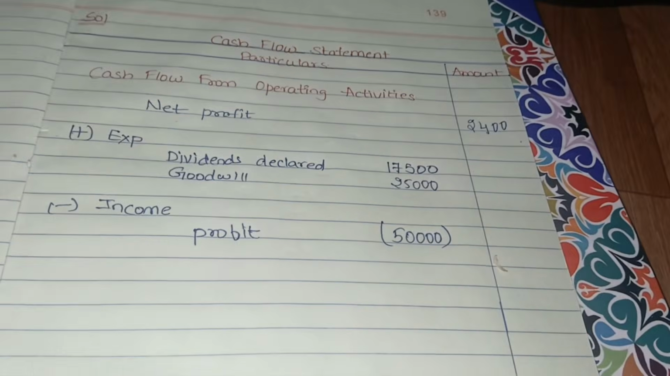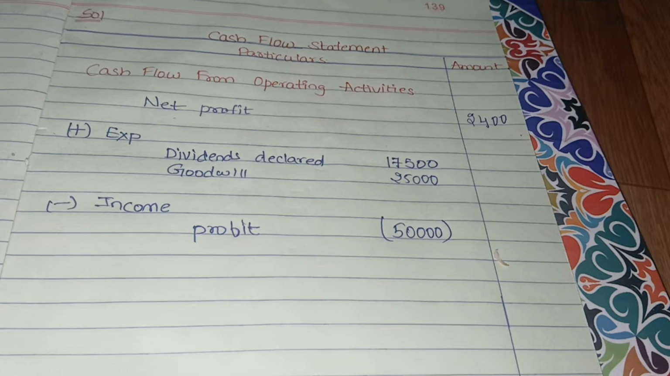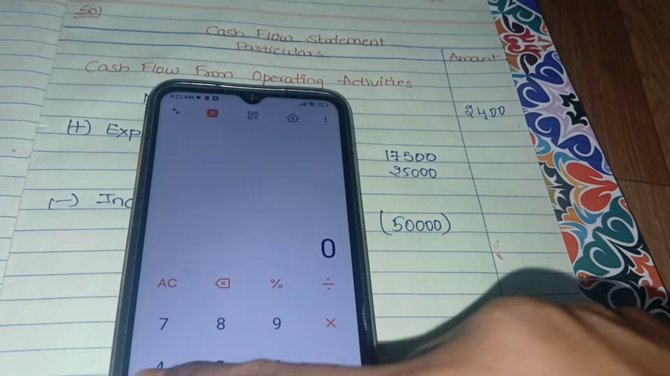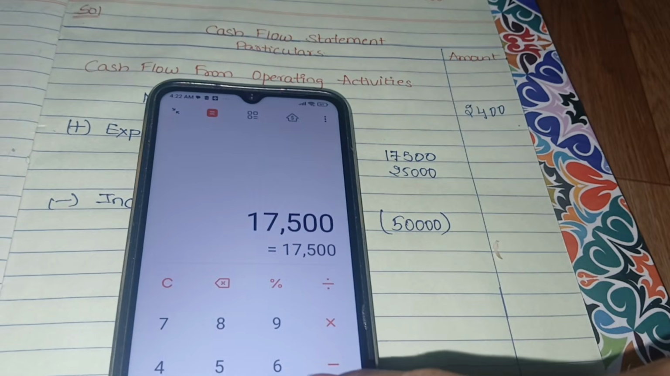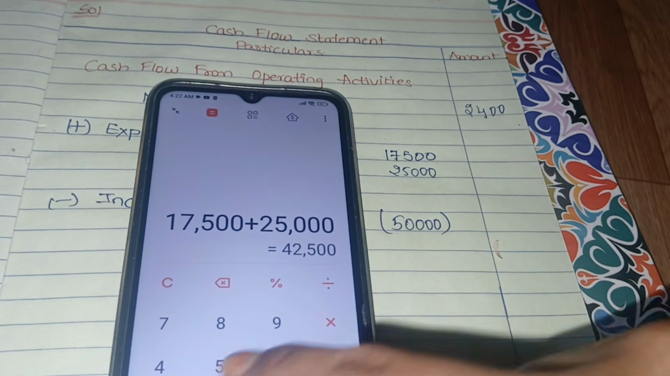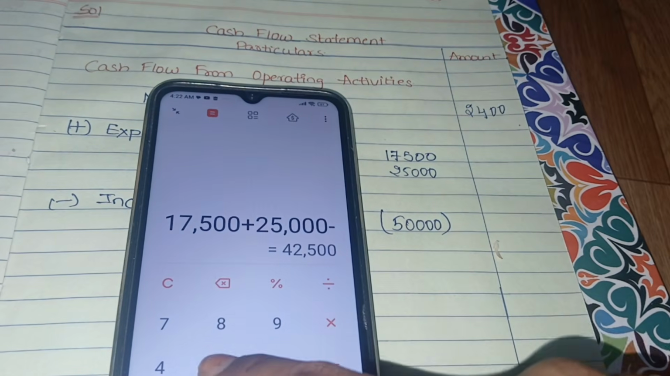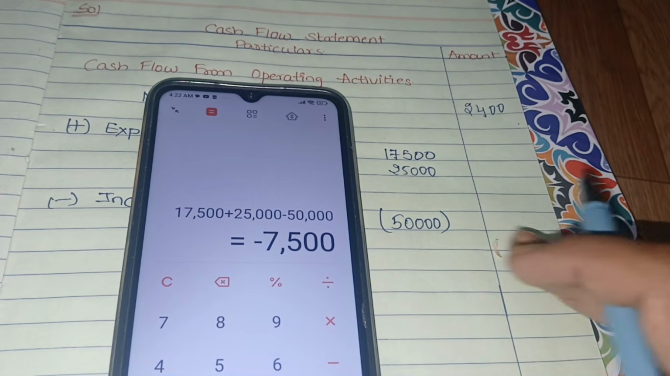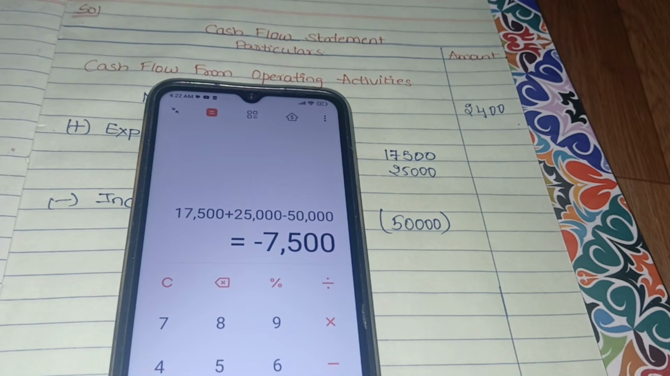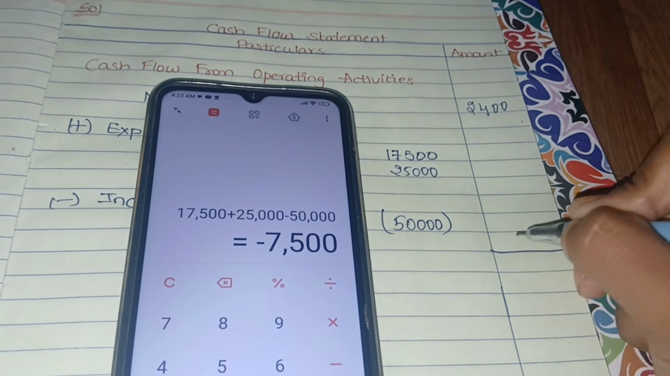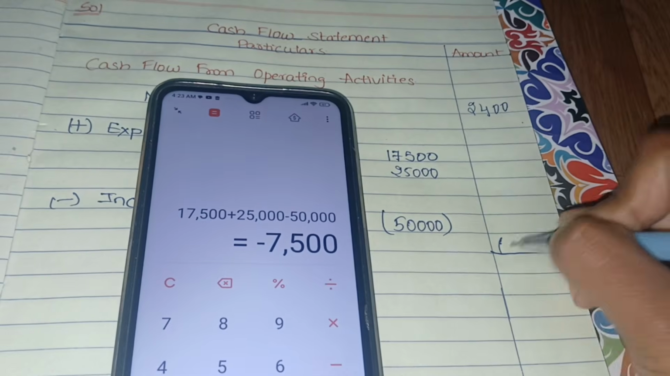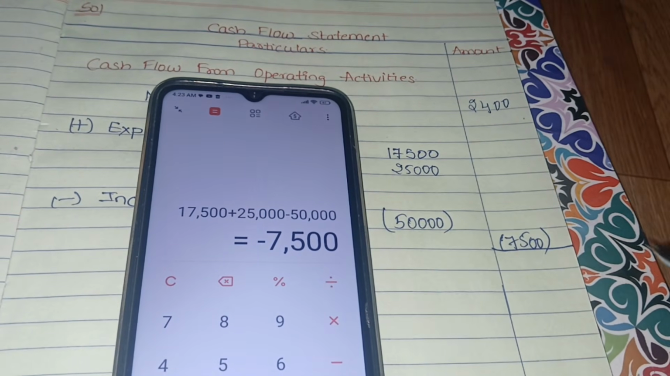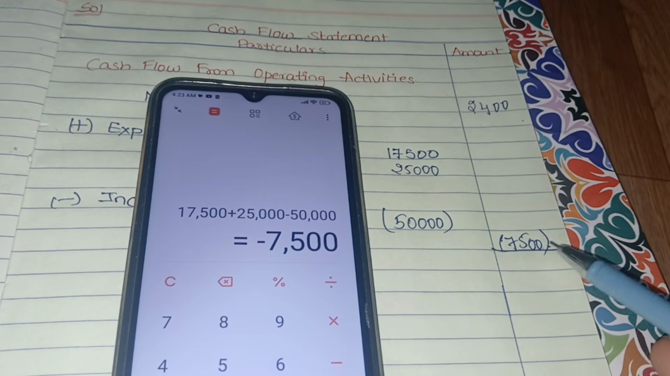Okay, next, expenses, what you are having? 17,500. One minute, I will show. 17,500 plus 25,000 minus 50,000. If you do, what answer will you get? Minus 7,500 you will get. Minus indication is nothing but bracket. This is the negative value.